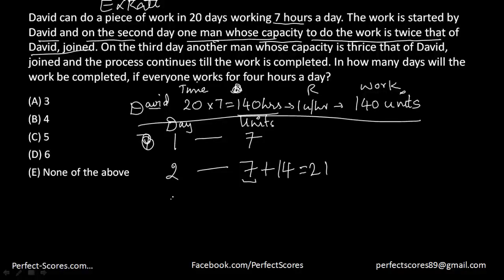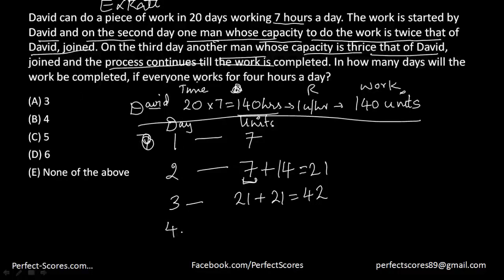Now again, on the third day, what is going to happen? On the third day, there will be 21 units finished, plus on the third day, another man whose capacity is thrice that of David joined. That means that is going to be 7 into 3, which would be 21, which is going to be equal to 42. So the question says that the process continues.